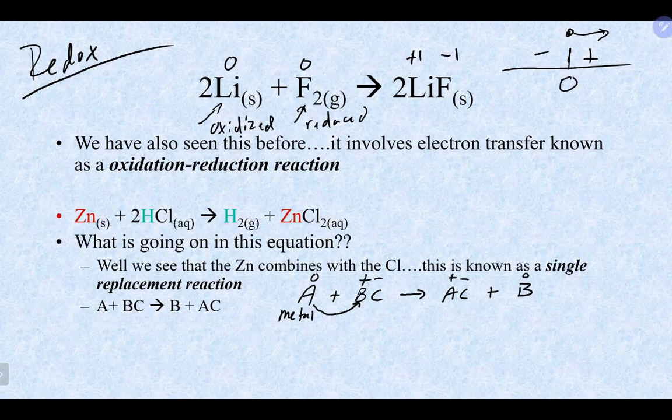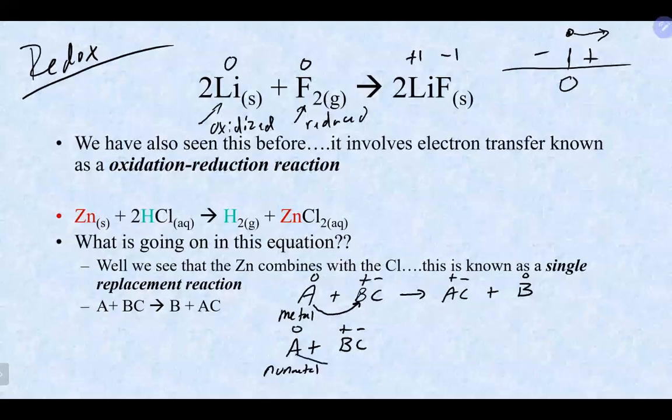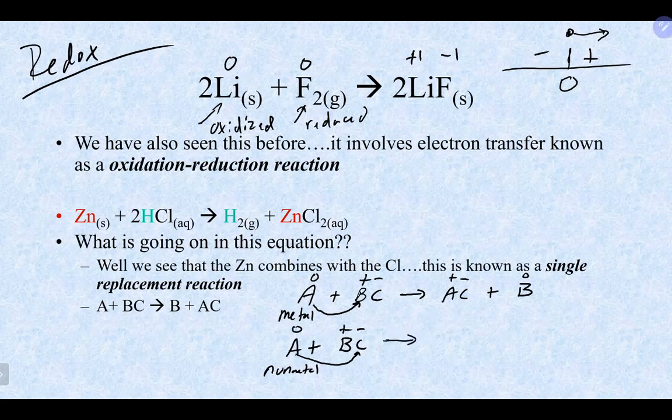If this was a non-metal, which could also happen like that experiment when we did all the halogens, it will actually come in and kick out the negative guy in this case, and it will make a new ionic compound, and this guy would come out with no oxidation charge. So that is your classic single replacement reaction setup.